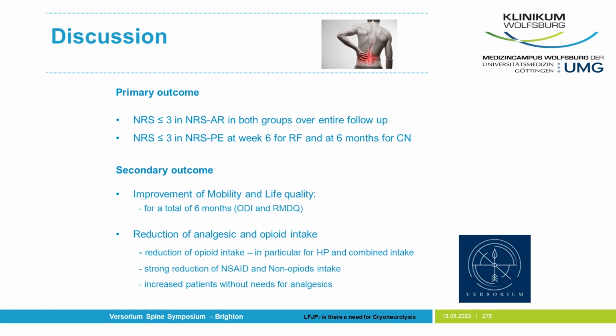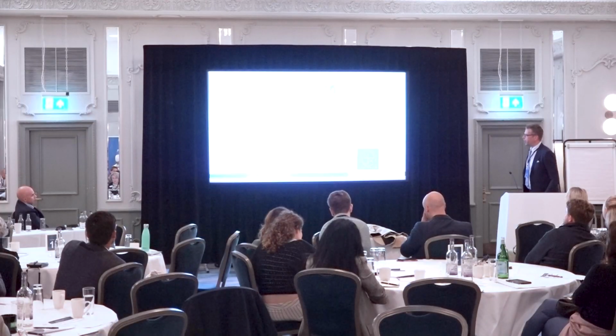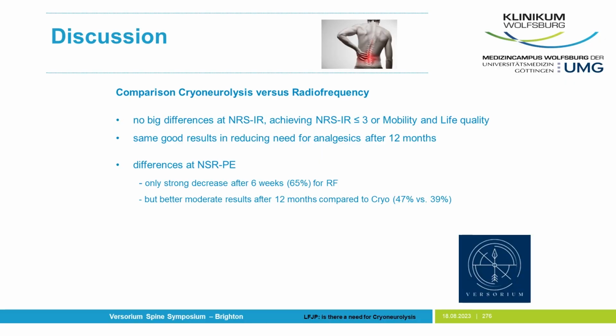The secondary outcome: there was a total of 6 months improvement for the reduction of the analgesics or opioids. There was a high reduction for the high potency and combined intakes, and a strong reduction of the NSAIDs and non-opioids. When we compare it, there seems to be no big difference between the NAS at rest or changes for the mobility and life quality. They have all the same good results in reducing the need for analgesics after 12 months. But differences were seen at the NAS under physical exertion.